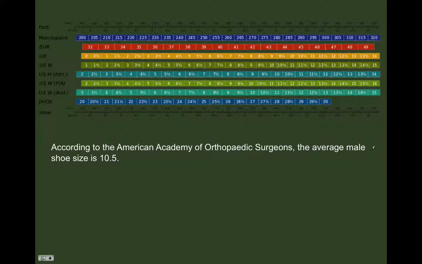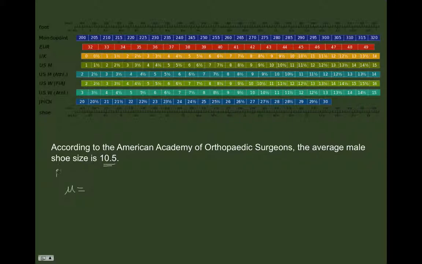So I did a little research, and I found out that according to the American Academy of Orthopedic Surgeons, the average male shoe size is 10½. But I need that converted to inches. Now, they're not being clear here about average. I don't know if they mean the median, or the mode, or the mean. But I'm just going to assume that they're talking about mu here, okay?